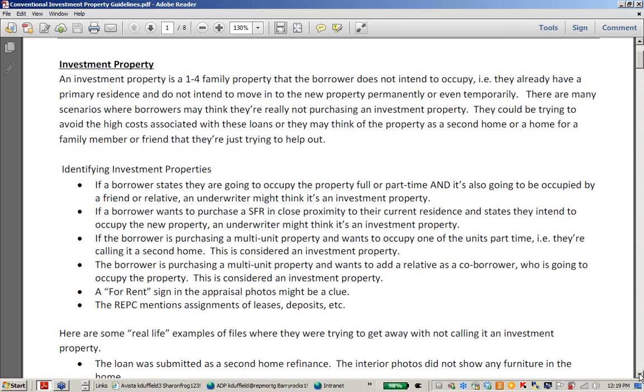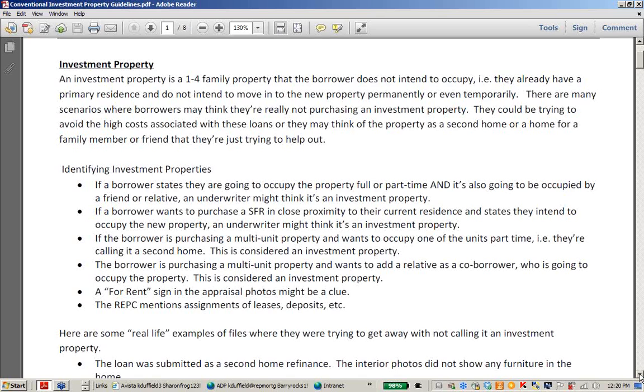If the borrower is purchasing a multi-unit property and wants to occupy one of the units part-time, like they're calling it a second home, that's considered an investment property. In fact, second homes can only be originated on single family. You can't originate a second home on multi-units. The borrower may be purchasing a multi-unit property and wants to add a relative as a co-borrower who is going to occupy the property. That is considered an investment property.